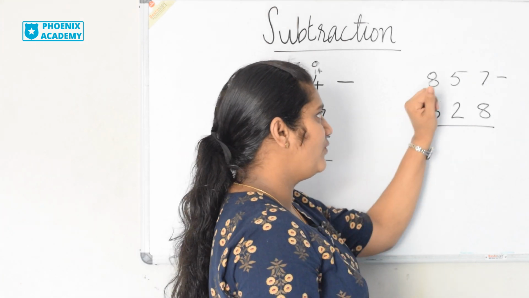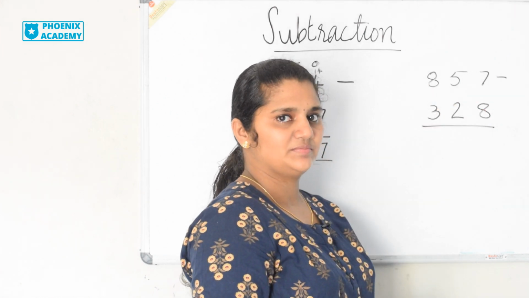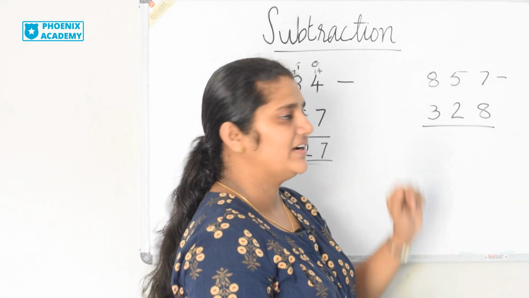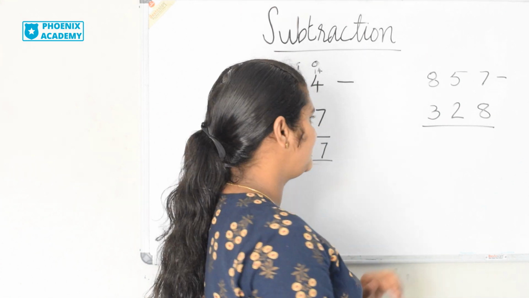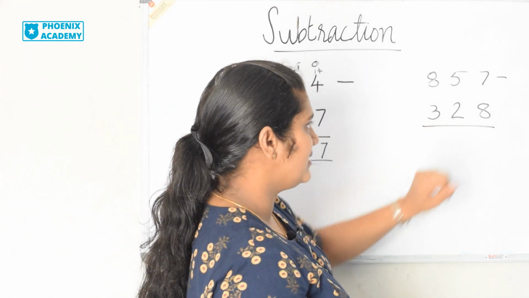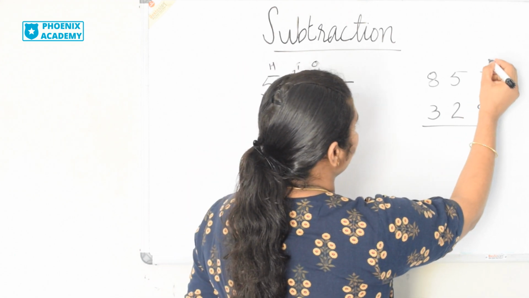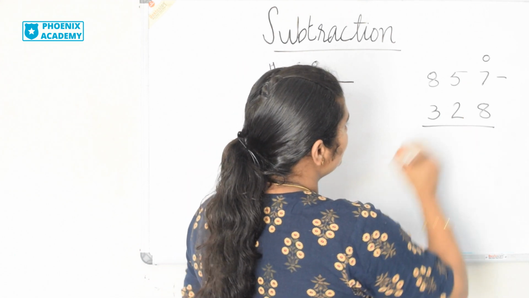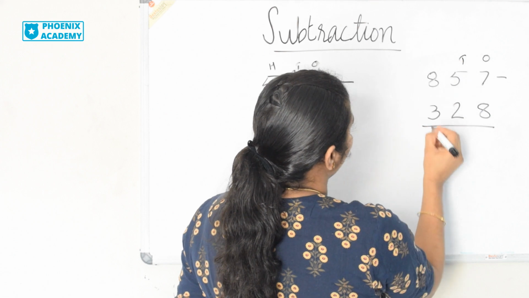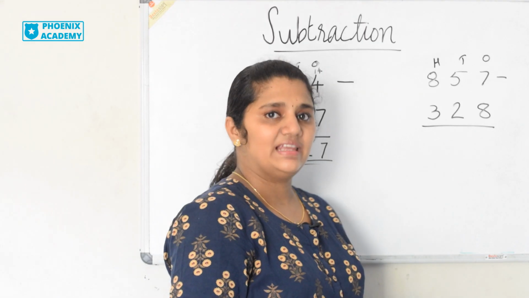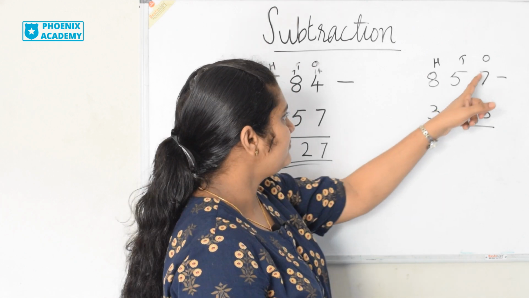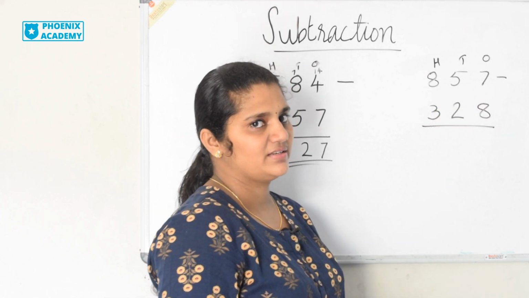What is the expanded form of 857? 7 ones, 5 tens and 8 hundreds. 328 is 8 ones, 2 tens and 3 hundreds. Let's subtract now. 7 minus 8.